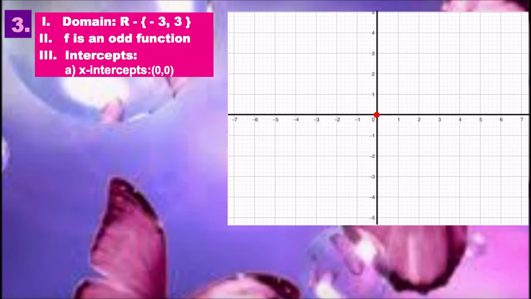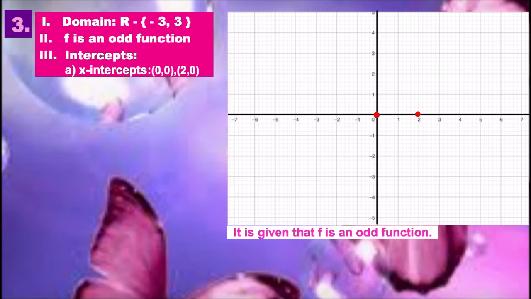Question 3. The domain is the set of real numbers minus the set made of -3, 3. f is an odd function. Intercepts, x-intercepts, point of coordinates (0, 0). Draw that in red. And point of coordinates (2, 0). That's also shaded. It is given that f is an odd function.